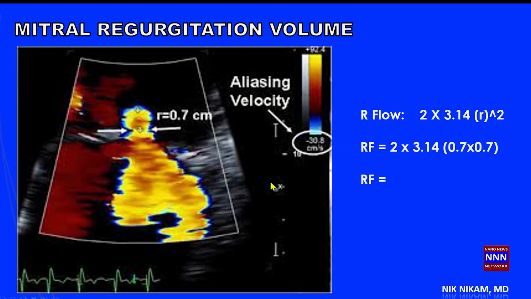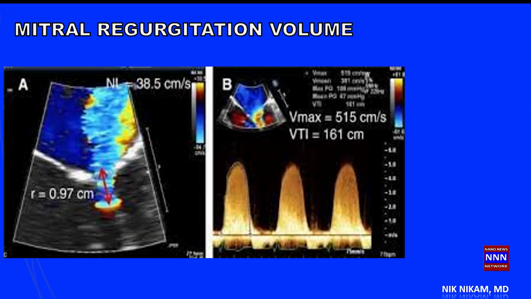Here's the same example, but magnified. You can see here's the radius, how you measure that, and you set this alias so that you see this beautiful golden yellow outline of the regurgitant jet, the proximal velocity. Here are some more examples. Here's a 0.97, which is a significant amount of regurgitation, as evidenced by filling more than 50% of the left atrium.